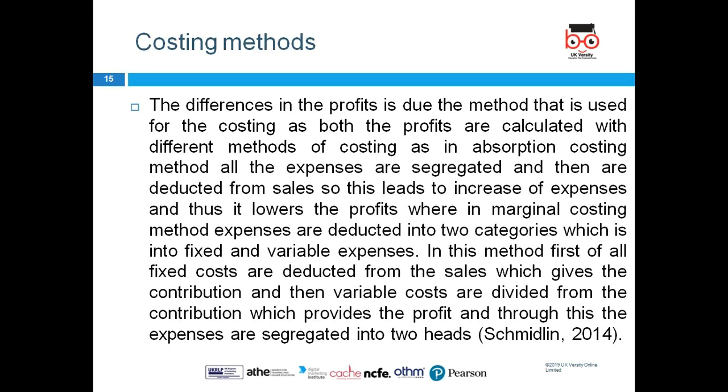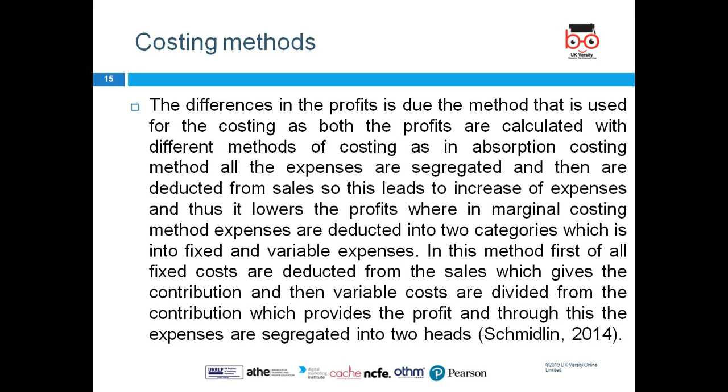Okay, then with absorption costing, in this costing method expenses are segregated and deducted from sales, so this leads to an increase in expenses and thus lower profit. In the marginal costing method, expenses are divided into two categories, fixed and variable. In absorption costing, all types of costs, fixed and variable production costs, we absorb into the product, and then we decide what price we'll charge. But in marginal costing, fixed cost is the periodic cost which carries on happening, and variable cost is the cost that changes with the level of output. So these are the two methods.